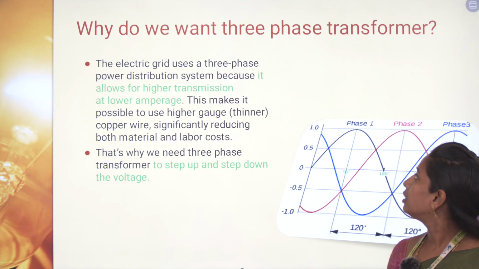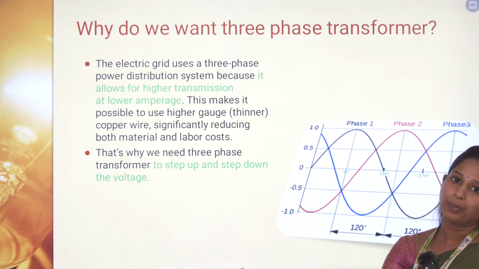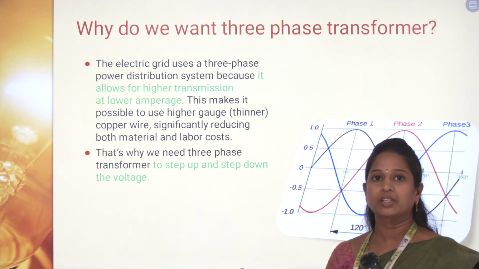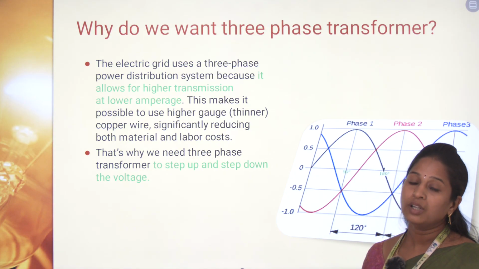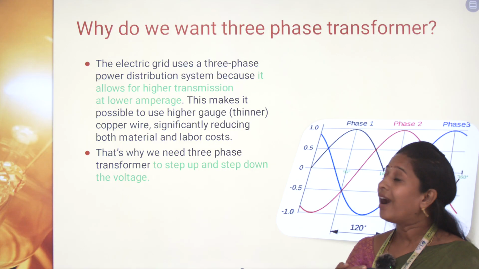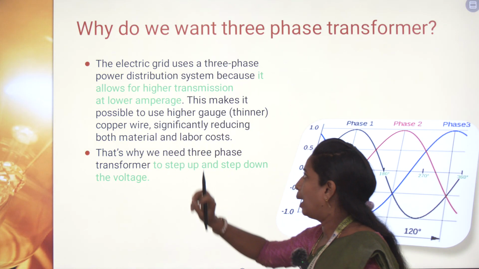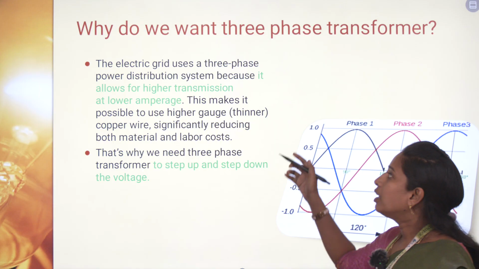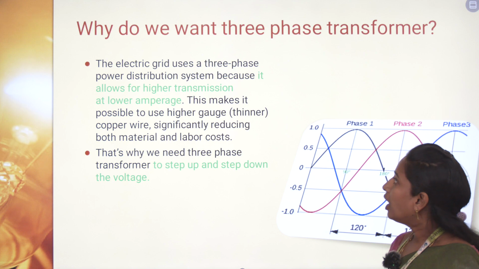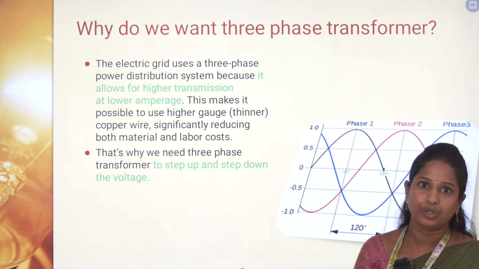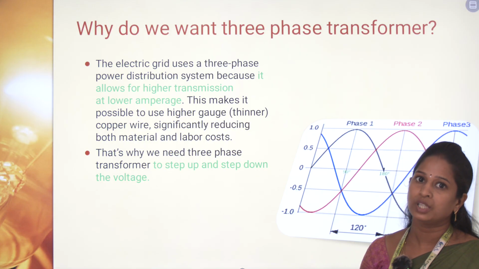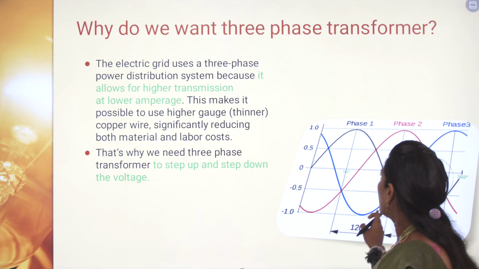So why do we want a three-phase transformer? What is the purpose of using the three-phase transformer? In an electric grid we use the three-phase transformer for three-phase power distribution in the distribution system. It allows higher transmission at a lower amperage. This makes it possible to use a higher gauge copper wire, and it will also significantly reduce the labor cost as well as the material cost. So that's why we need to use the three-phase transformer.